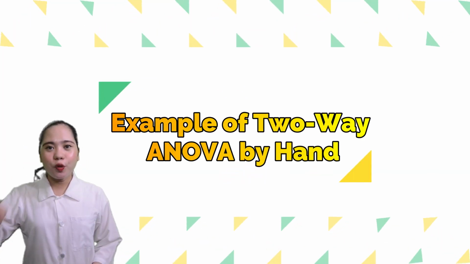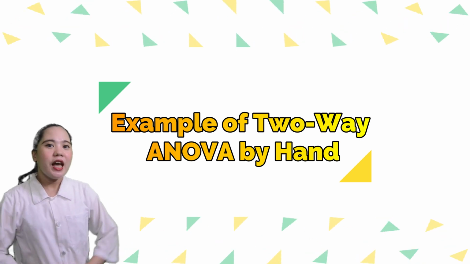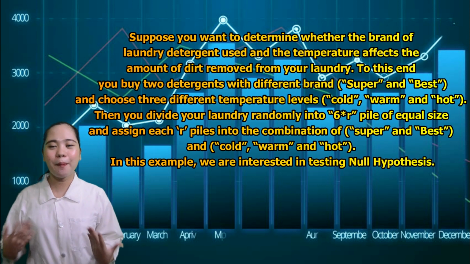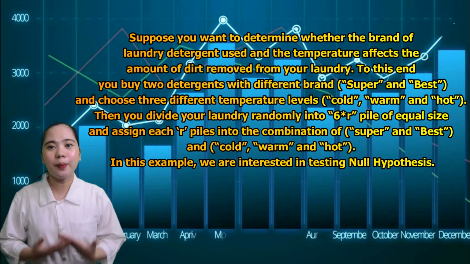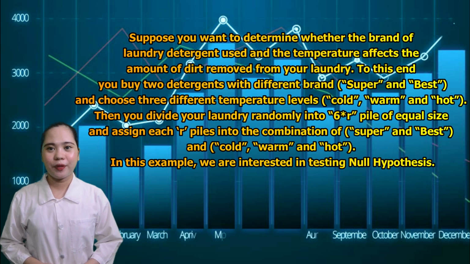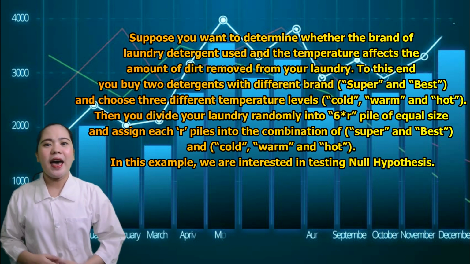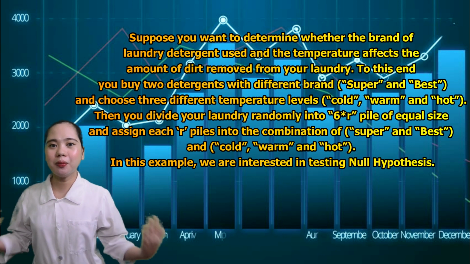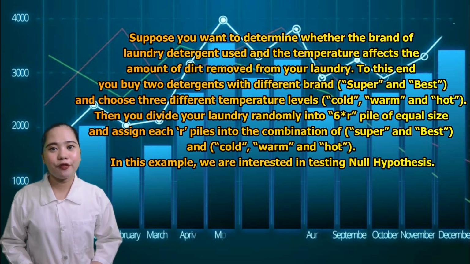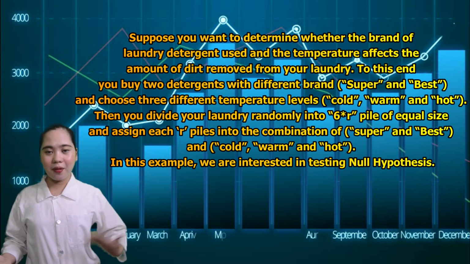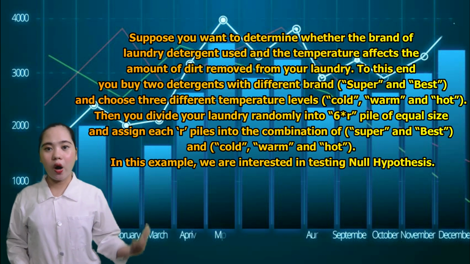For an example of two-way ANOVA calculation by hand, suppose you want to determine whether the brand of laundry detergent used and the temperature affect the amount of dirt removed from your laundry. To do this, you buy two detergents of different brands, the Super and the Best, and choose three different temperature levels: cold, warm, and hot. Then, you divide your laundry randomly into 6 piles of equal size and assign each pile to a combination of Super or Best, and cold, warm, or hot.